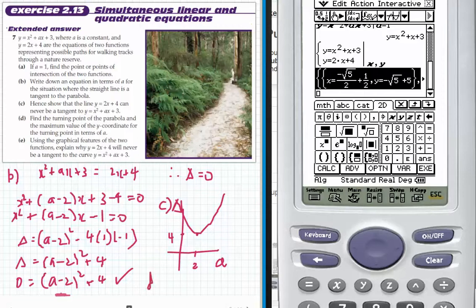Part D, find the turning point of the parabola and hence the value of y. Okay, the turning point's x coordinate will equal minus b over 2a. I have this as being my parabola, therefore b is a, which means in this particular case the x coordinate would be minus a on 2, and I need to find the y coordinate.